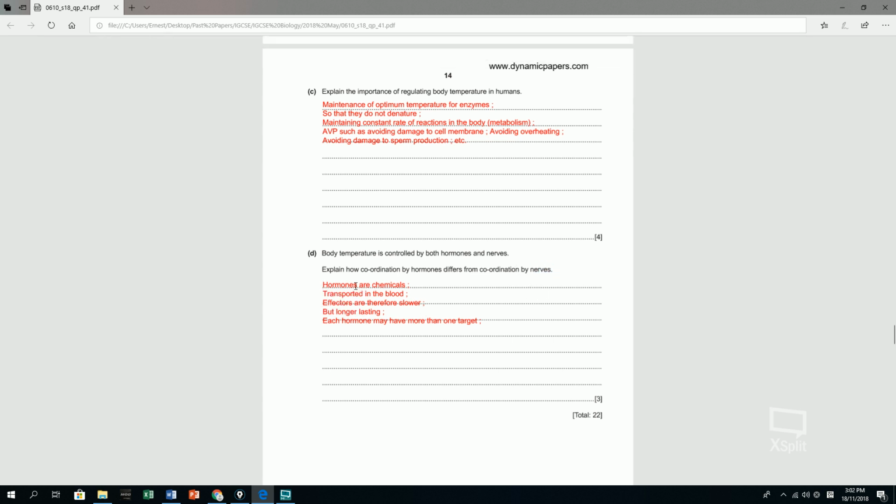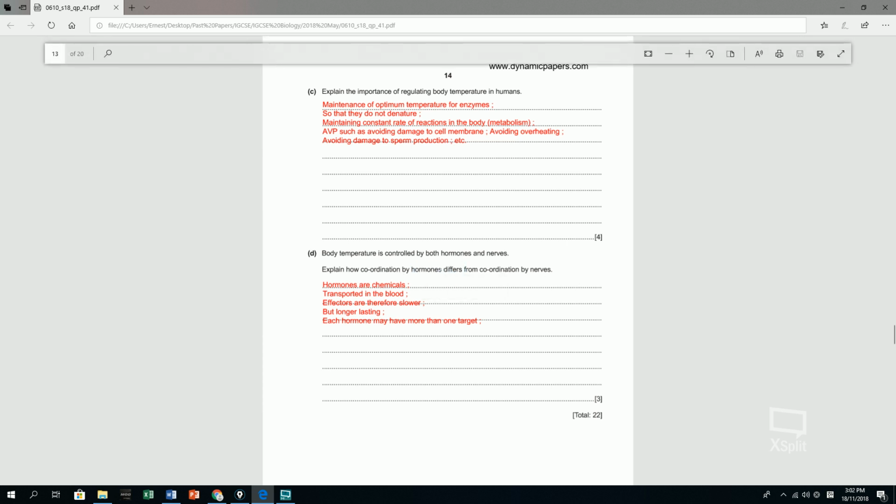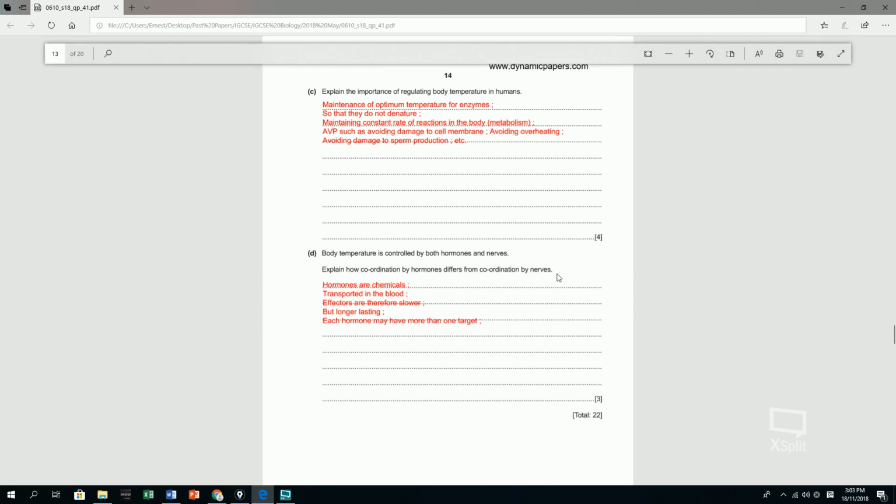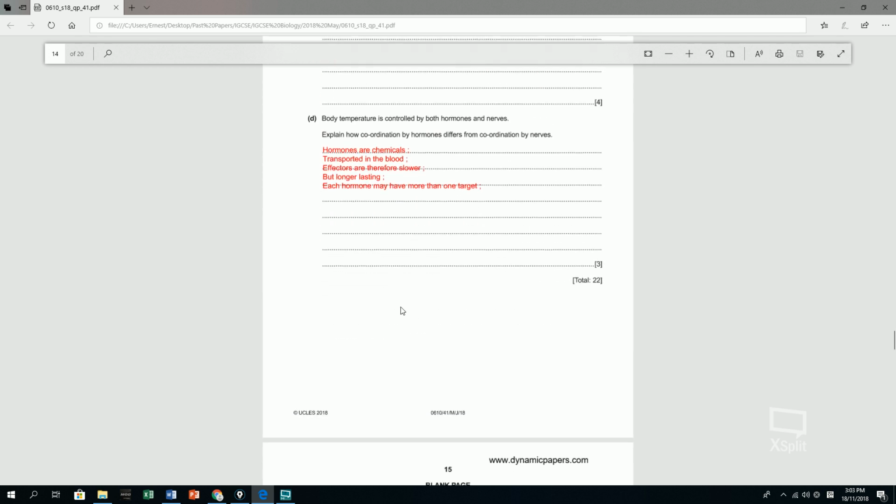The effects of hormones on different target organs are slower, but the effects are longer lasting. And each hormone may have more than one target, whereas with nerves, it just goes from one end to the other and only has one sort of target effector. Okay, so make sure you know the differences between hormonal and nervous coordination, because they do ask that a lot.